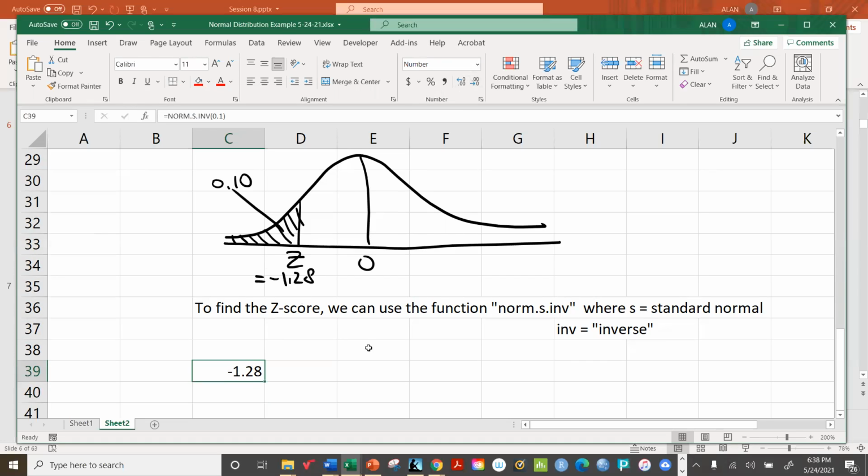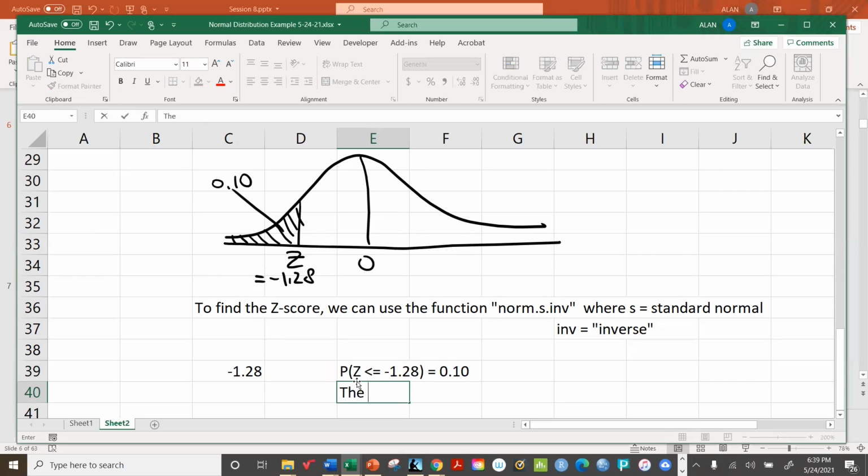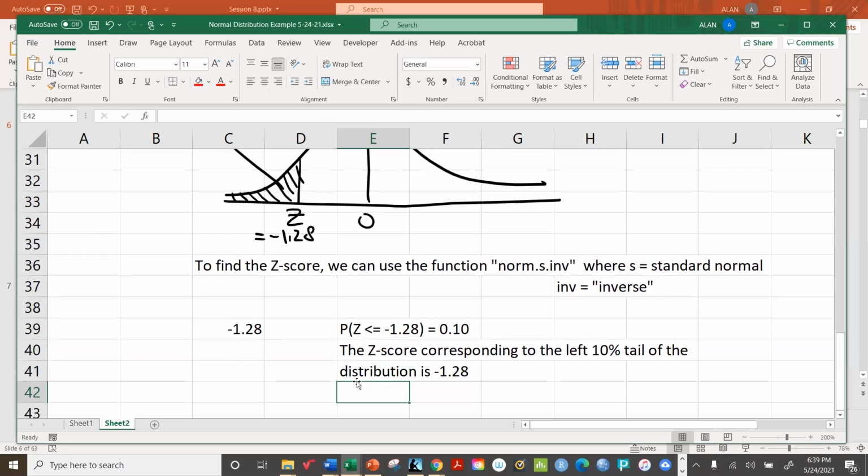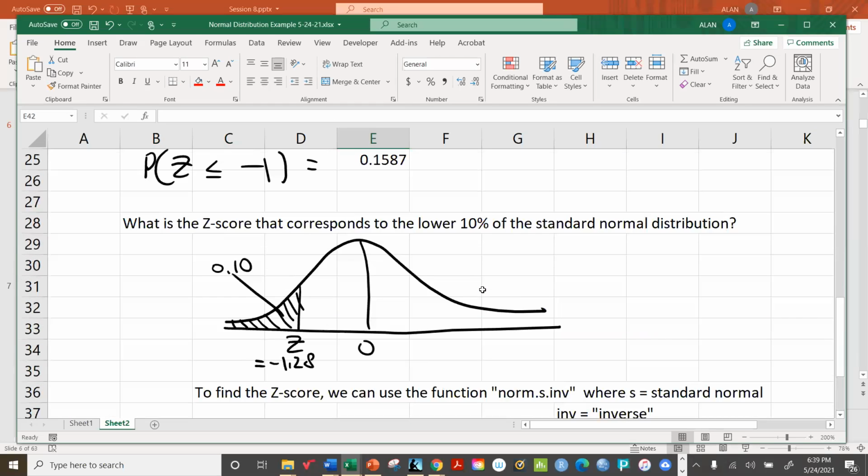So you have two different things going on here. First of all, you know that the probability that z is less or equal to negative 1.28 is 10%. But you also know that the z-score corresponding to the left 10% tail of the distribution is negative 1.28. And that z-score is part of our value at risk formula. So that's why I'm harping on this thing right now, because we're going to need that information for our value at risk methodology.